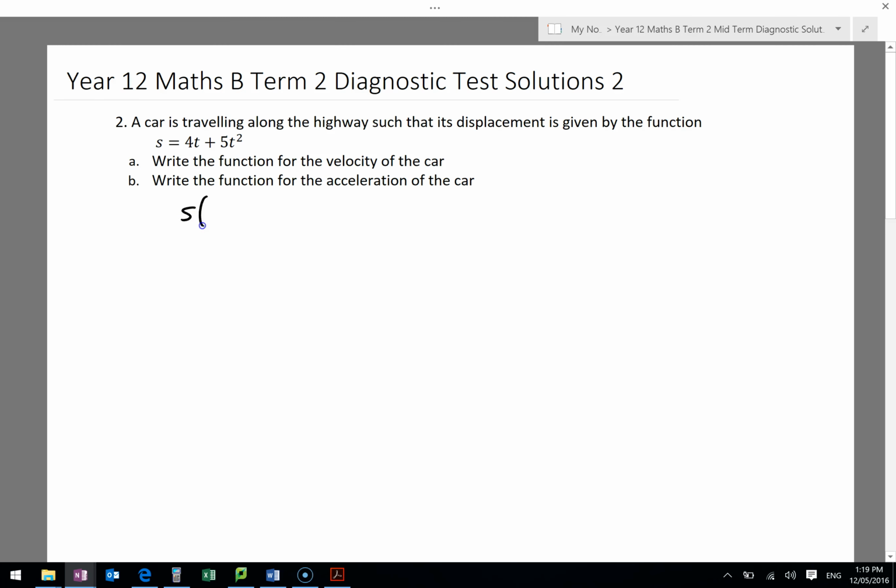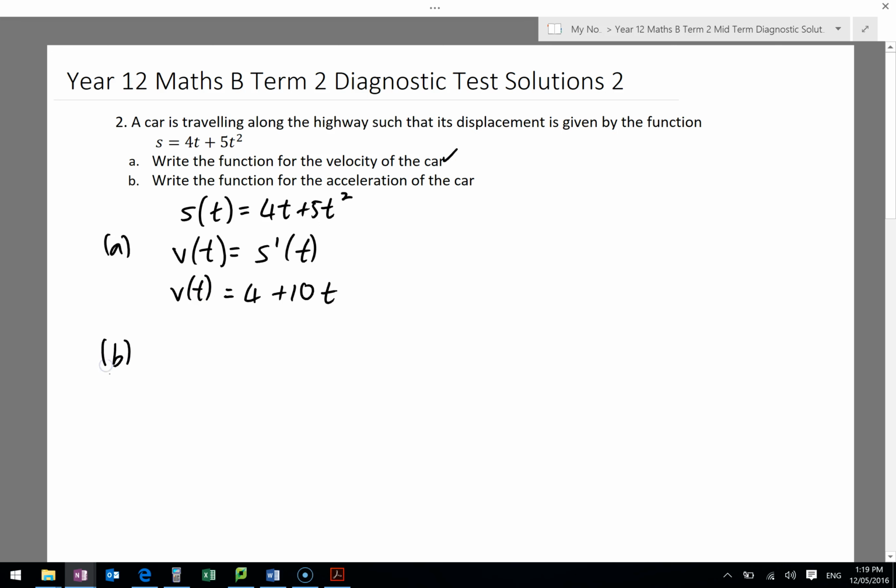I'm given a function for the displacement. A car is traveling along the highway. Part A, write the function for the velocity of the car. So the velocity is the derivative of the displacement. So I'll differentiate this, 4 plus 10t. That's my velocity function. Easy, done.